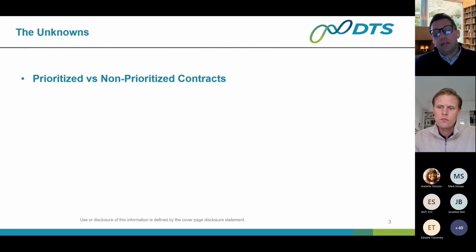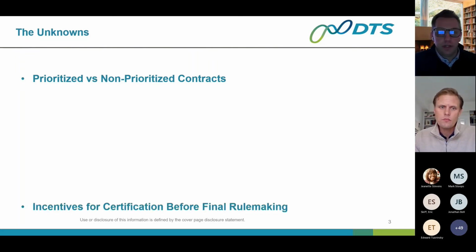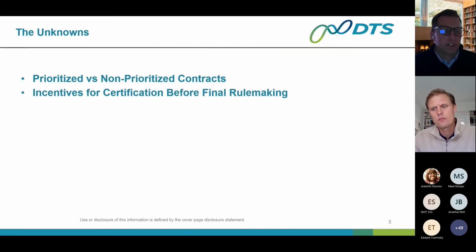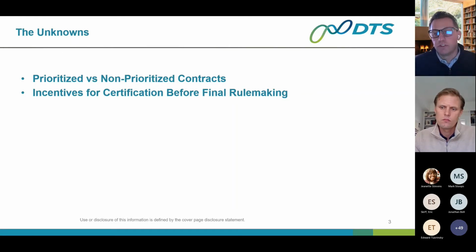So that brings me to my next point, which is incentives for certification. DoD has said publicly that they are looking at ways to incentivize organizations to get certified at maturity level 2 before the final rulemaking for CMMC 2.0.